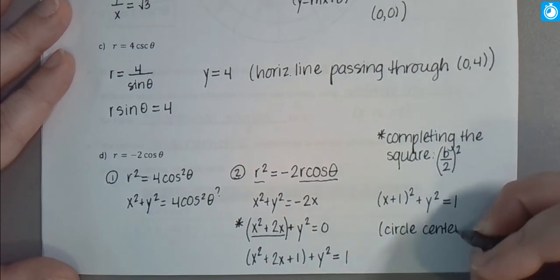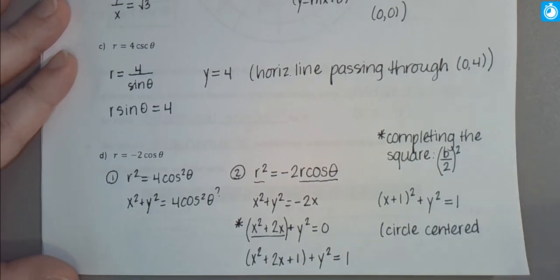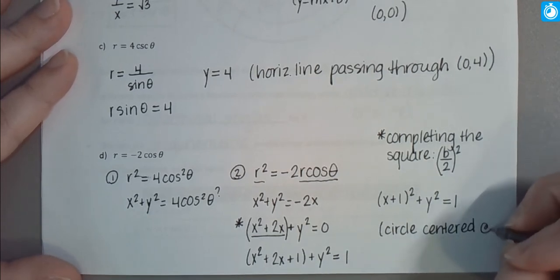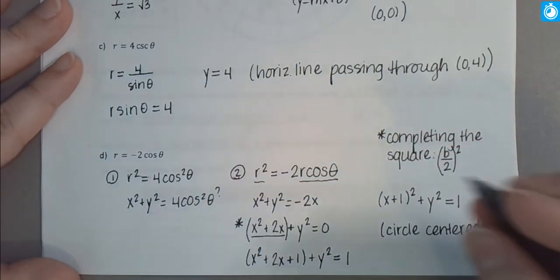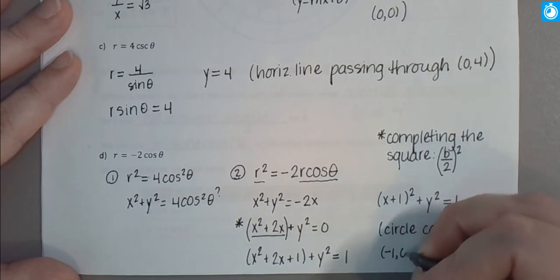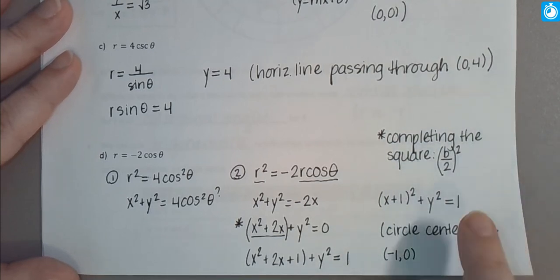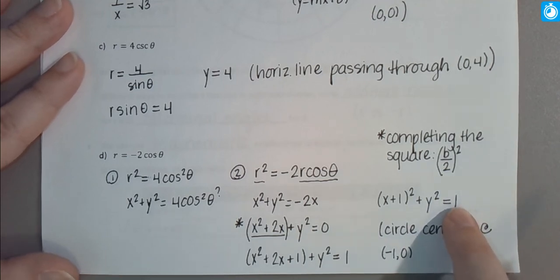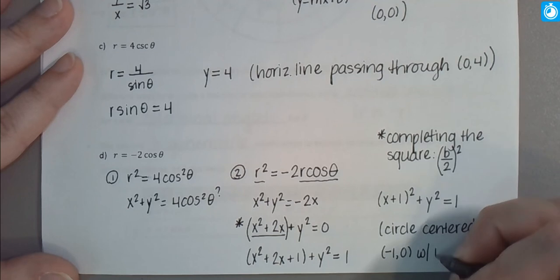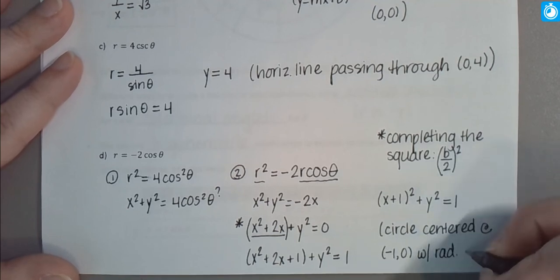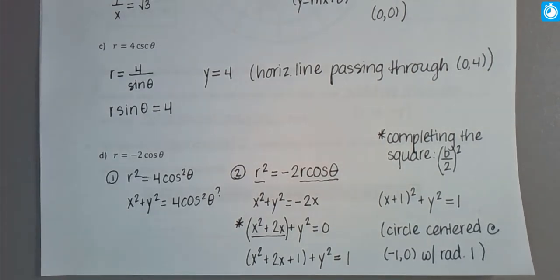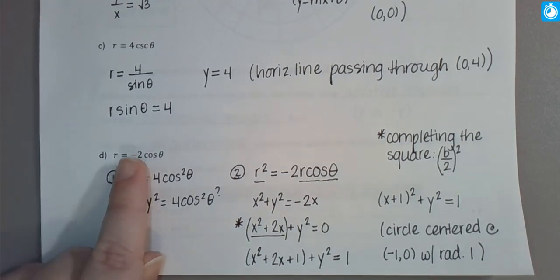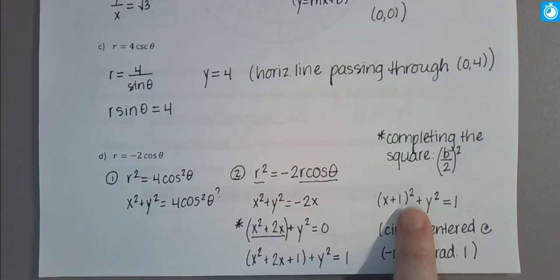Now y, nothing is happening to y, which means the y coordinate for the center is still 0. So in this case, we've shifted horizontally negative 1 units, and the y coordinate is still 0. So the new center is going to be negative 1, 0. And the radius is always going to be the square root of the number on the right-hand side. So this has a radius of square root of 1, which is 1. So in this case, seeing this equation is maybe not as informative as seeing this equation.